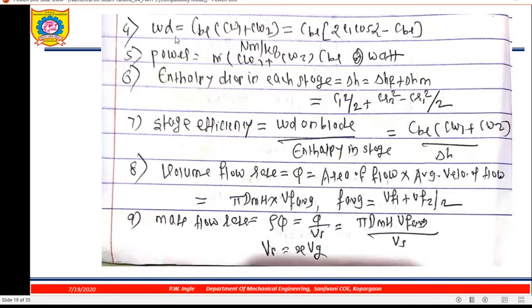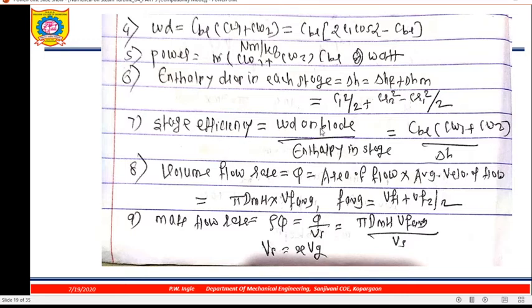Then work done is Cbl into (Cw1 plus Cw2), that is Cbl into (twice C1 cos alpha minus Cbl). Then what is the definition of power? It is m dot into (Cw1 plus Cw2). Enthalpy drop in each stage is what? It is enthalpy drop in fixed blade plus enthalpy drop in moving blade. So it is C1 square by 2 plus (Cr2 square minus Cr1 square) by 2.